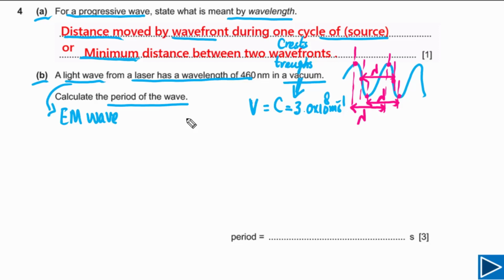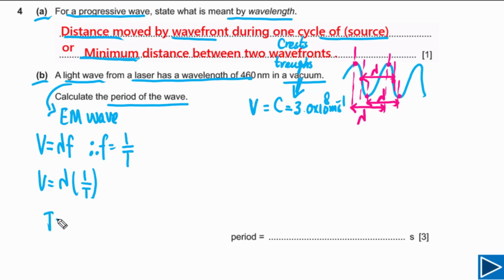Now we have speed and we have lambda. So we can simply say v is equal to lambda times f. f is the frequency, and the frequency is equal to 1 over T. So simply we can say v is equal to lambda over T, or you can say lambda multiplied by 1 over T. From here we can rearrange, so the time period T will be equal to lambda over v.